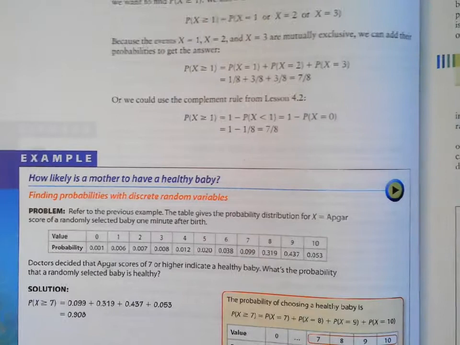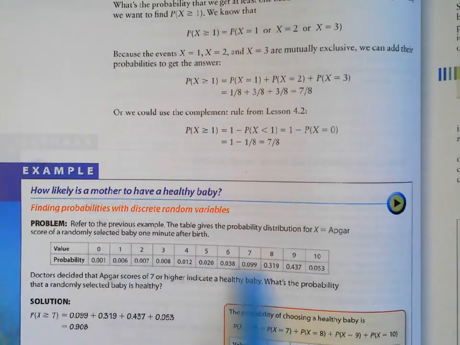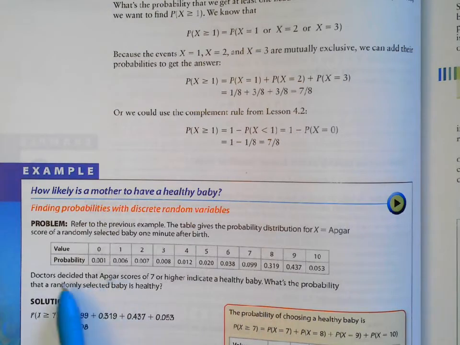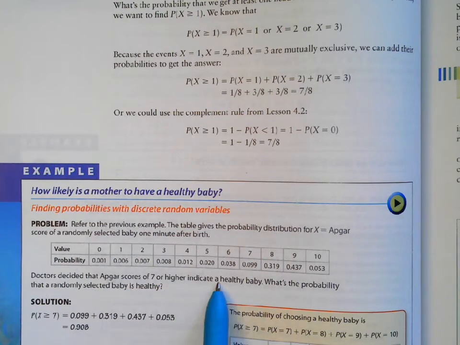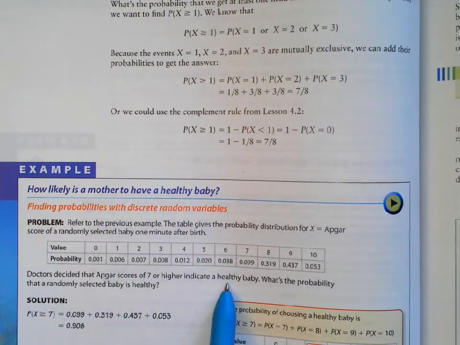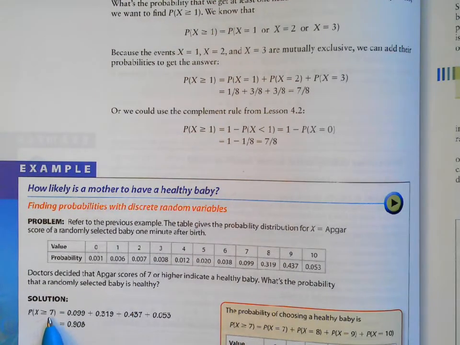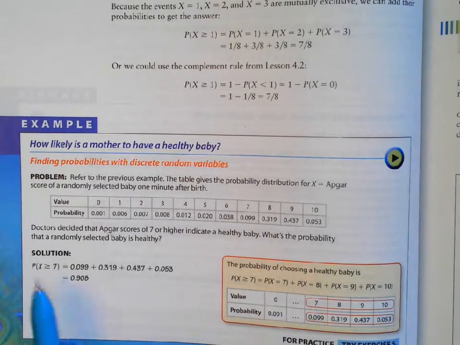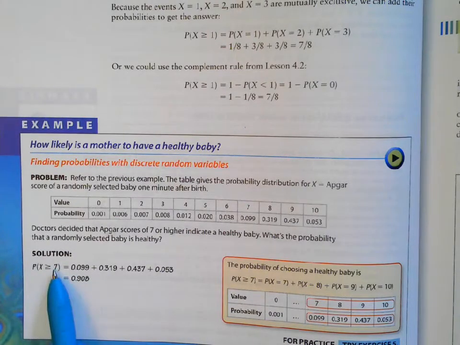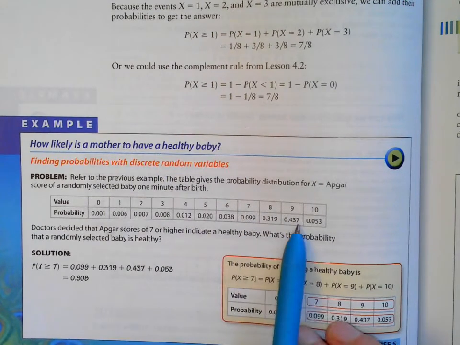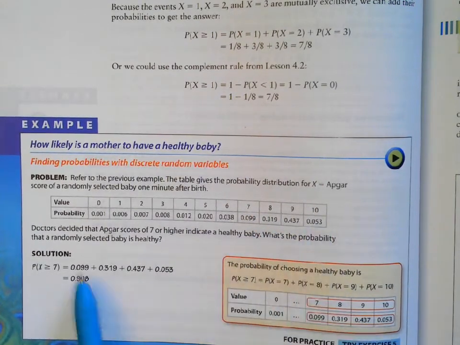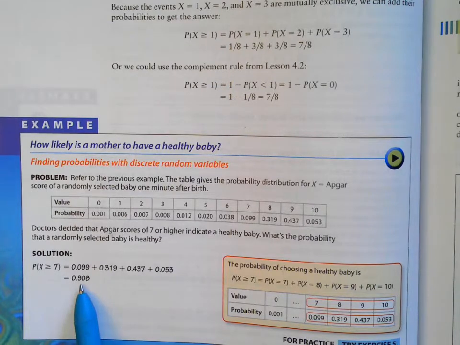Okay, here's a problem for us. These are the APGAR scores again. Doctors decided the APGAR scores of 7 or higher indicate a healthy baby. So if you have a 7 or higher, you're healthy. What's the probability that this selected baby is healthy? So 7 or higher, we would write as x is greater than or equal to 7. That's the notation we use. Greater than or equal to 7 would be 7, 8, 9, and 10. So we add all these together, and you get a 0.908 probability that the baby's going to be healthy.